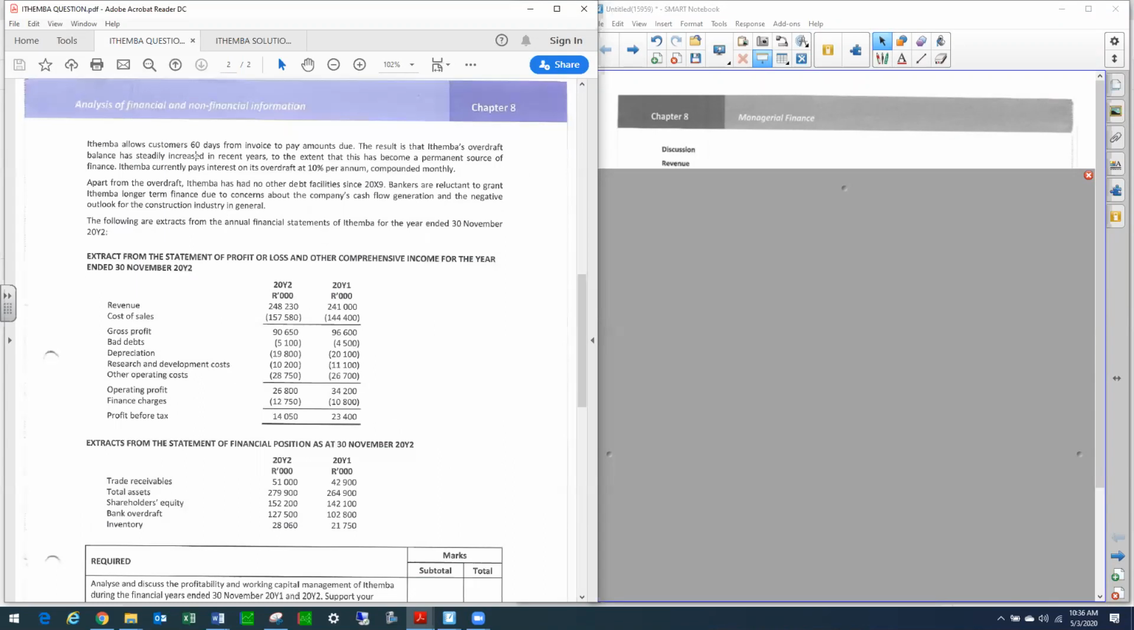And 60 days, I need to compare it to what number I get over here. And the overdraft at 10%, no other debt facilities, I need to put that into my discussion of the overdraft. And bankers are reluctant to give them finance because of the company's cash flow generation. I better actually do EBITDA here because we're not generating cash. I need to do stuff before cash.